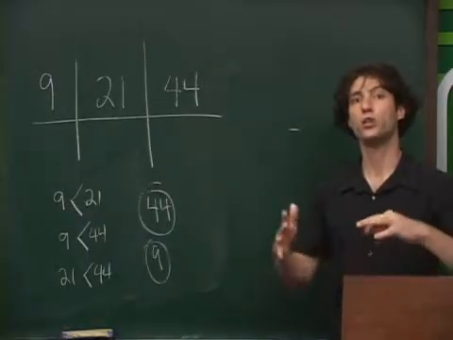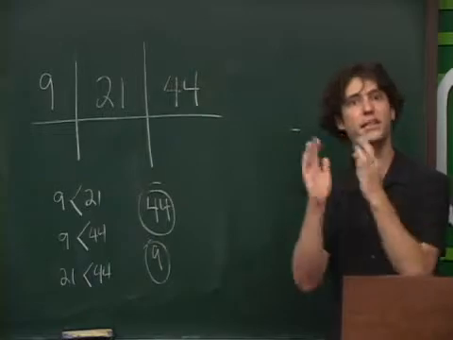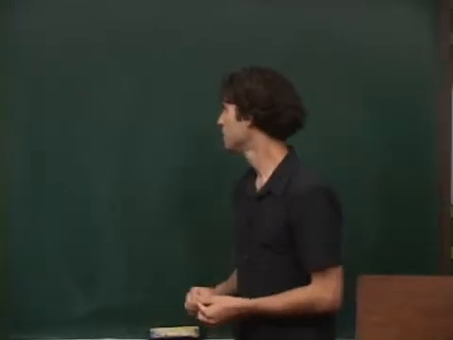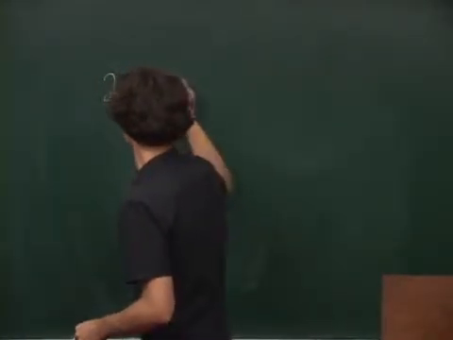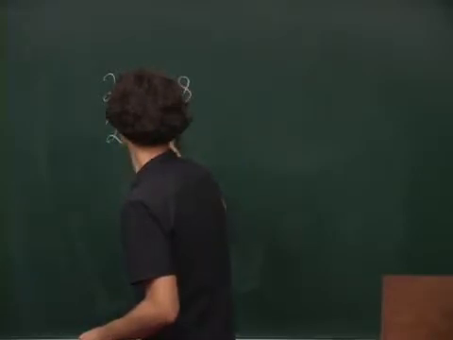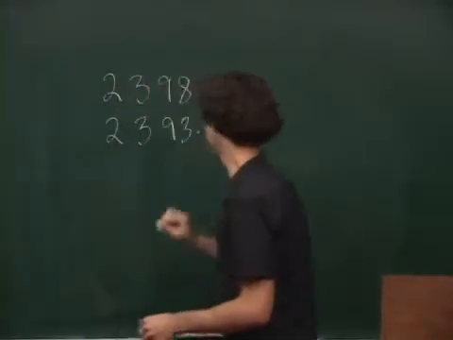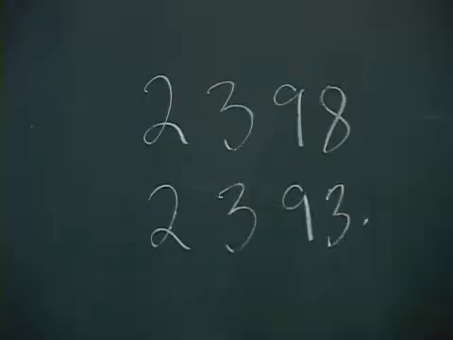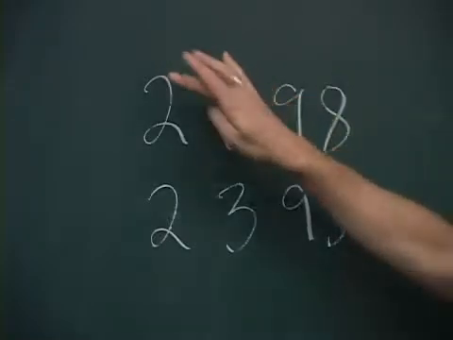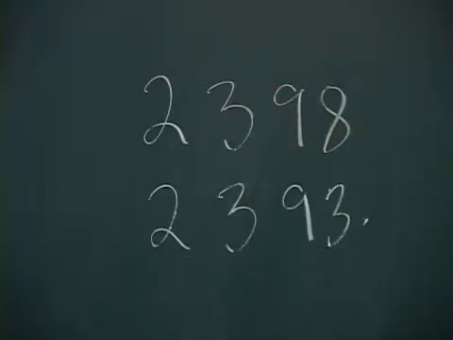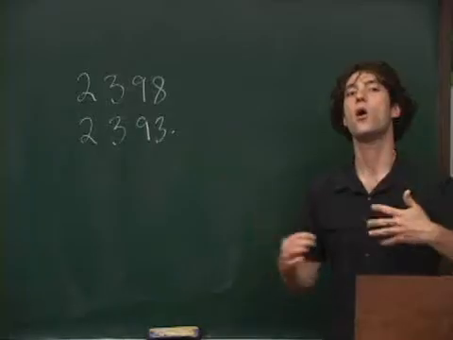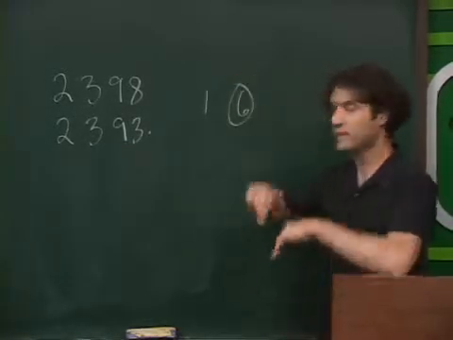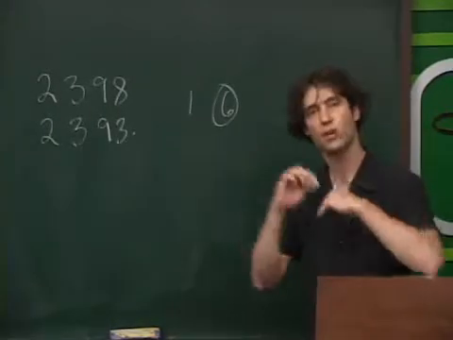Okay, now what I'm going to do is I'm going to put bigger numbers, because here we have to look a little bit more closely. Now, which number do we have up here? 2,398. Remember, ones, tens, hundreds, thousands. And which number do we have here? 2,393. Now, when we have 1 and 6, it's very easy to know that 6 is greater, because we know that 1 is smaller than 6.